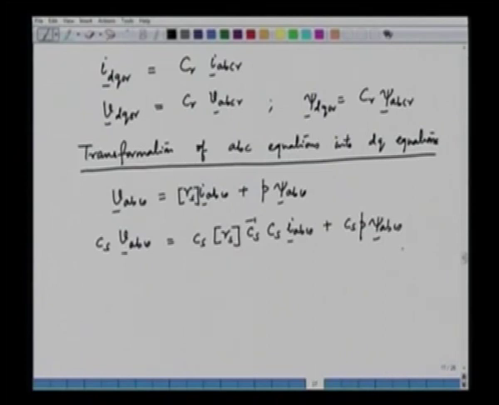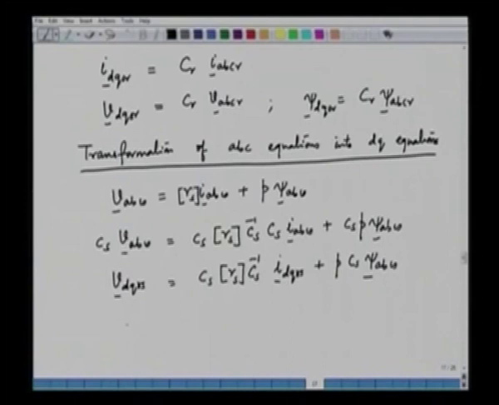The left hand side will be VDQOS, that is equal to CS RS CS inverse. The right hand side in this case would have IDQOS, because CS into IABCS is IDQOS, and CS being constant, it can be taken inside the derivative term. So, we have P of CS psi ABCS. Now, let us try to expand this.